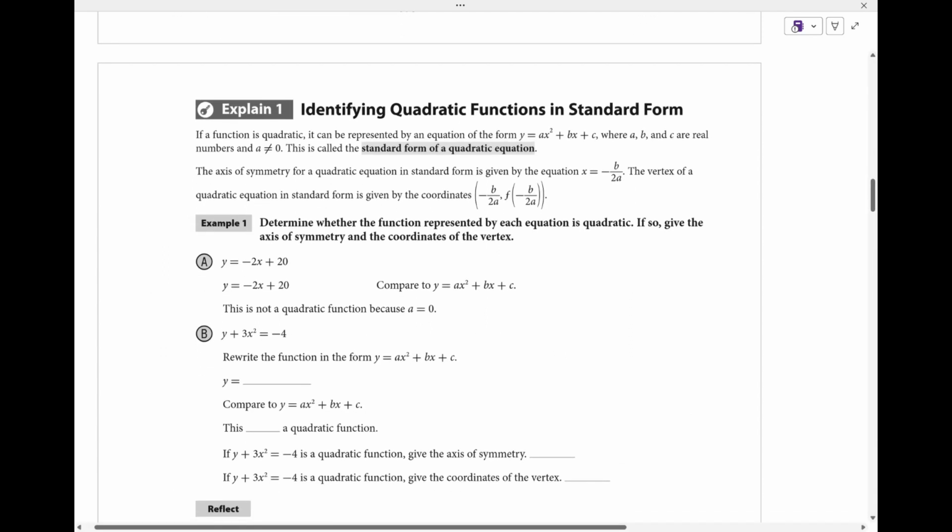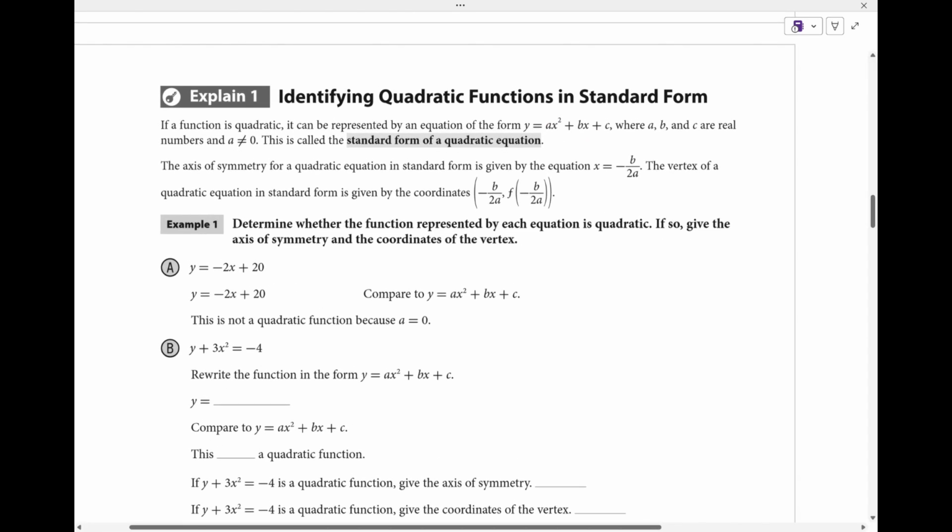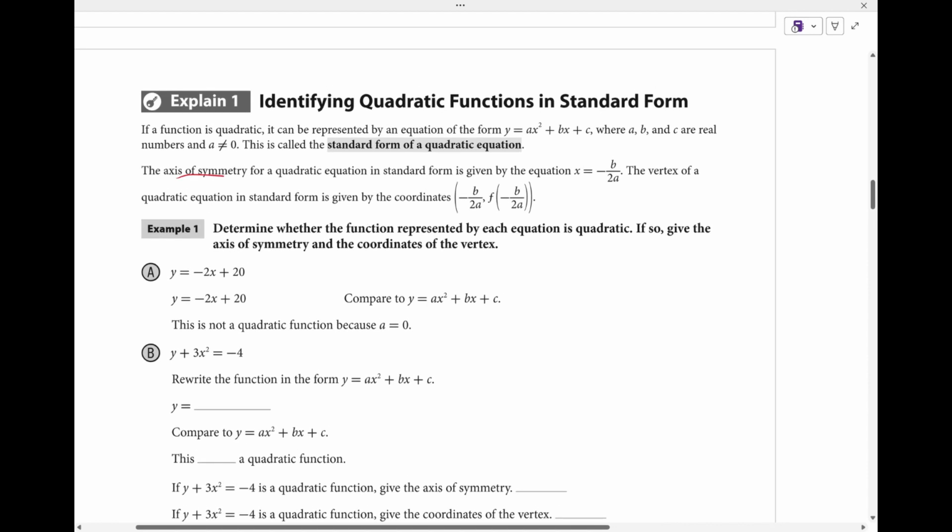Now, if we're given a polynomial in standard form, remember that a function is quadratic if it can be represented like this. So that's a polynomial with degree 2. And this would be standard form if it has the squared term. Now, the axis of symmetry for a quadratic equation can be found just using those letters. So if you have it in standard form with that a, b, and c values, the axis of symmetry can actually be found using a formula like this.